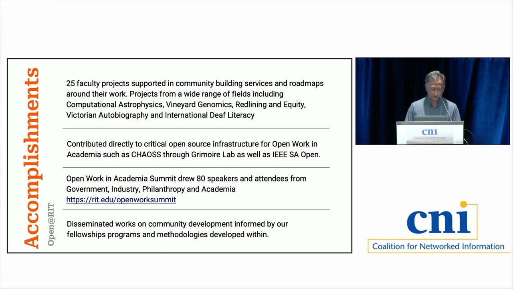As part of this assistance, we contributed directly to various open source projects and programs such as the CHAOSS Community, that's Community Health Analytics for Open Source Software, through their Values Working Group and GrimoireLab, as well as the IEEE SA Open Platform. On top of direct contributions, we promote education and dissemination of knowledge through various networks that we support. One such example is the Open Work in Academia Summit, which RIT hosted in September, that drew 80 speakers and attendees from government, industry, philanthropy, and academia.